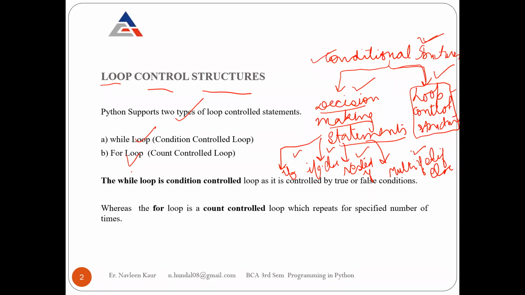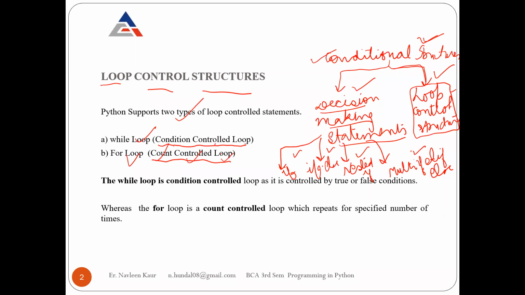Can you see that something is mentioned right after the name of the loop? After the while loop we have condition controlled loop. The other one is the for loop, and after it we have these 3 words: count controlled loop. Now loops are loops, right? What is the purpose of a loop? The purpose of a loop is to repeat something again and again.